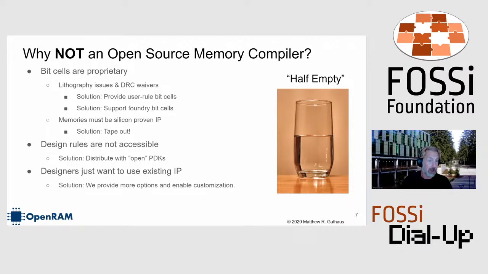Well, with OpenRAM, we're basically allowing it to be flexible, where you can use either a foundry-provided bit cell that is really optimized for area, we'll talk about this coming up, or you can actually use user design rules as well and make your own bit cells. The other criticism you'll get is that memories need to be silicon proven. You don't really know the performance of a memory until you tape it out, because characterization of memories is very slow and prone to inaccuracies. So we're also going to try to address this by taping out designs in open source processes.